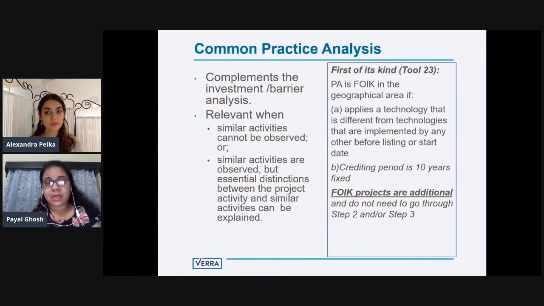Now, if a project activity is the first of its kind, there is a tool, Tool 23, included in the UNFCCC website, which has to be used if a project activity is the first of its kind in the geographical area. And if it is a project activity that is the first of its kind, then it does not need to go through all the assessments that I have included earlier. So it would apply if a technology that the project activity is applying is different to the technologies implemented earlier in the region, before the start of the validation or the start date of the project, and if the crediting period is 10 years fixed. So that comes to the end of the four-step assessment process for additionality demonstration.